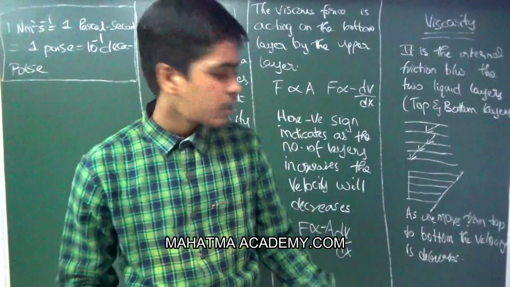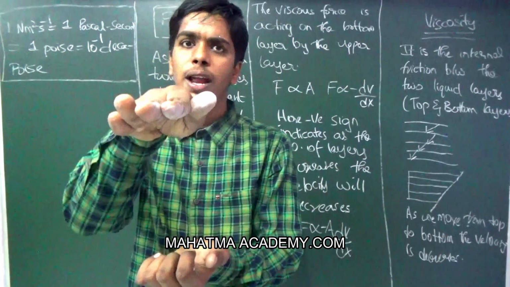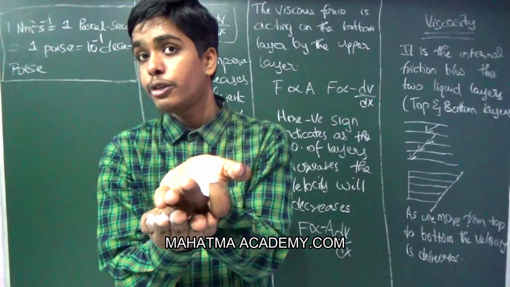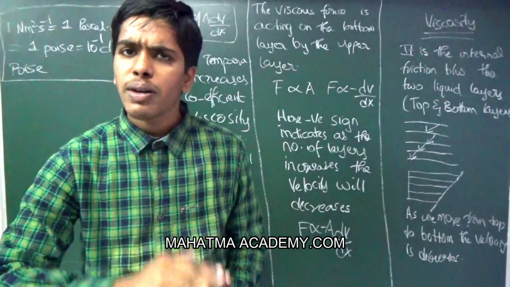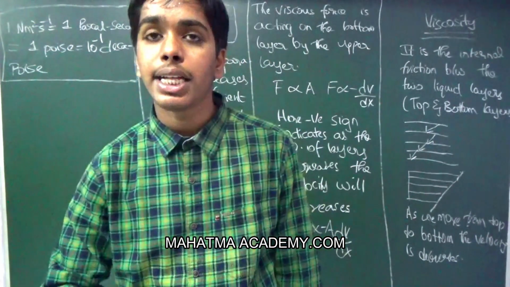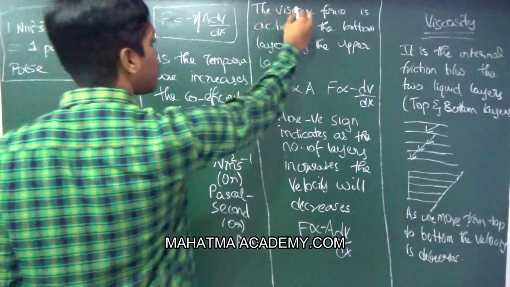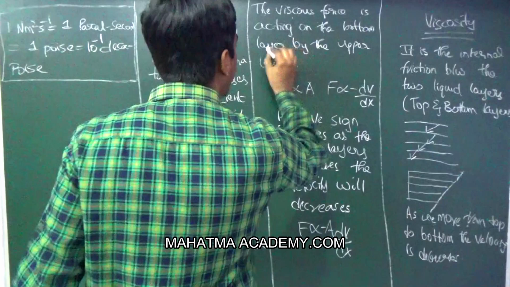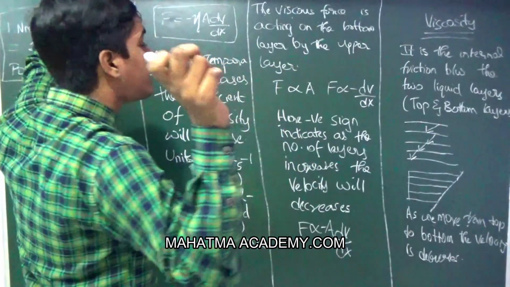As we move from top to bottom, the velocity decreases. That means at the top layer it will move like this, the bottom layer will come. Now here they are at the same position. Now the bottom layer will push and the bottom velocity will decrease. So as the subsequent layers increase, the velocity of the subsequent layers will decrease. The viscous force is acting on the bottom layer by the upper layer. Sorry, here there is a mistake.